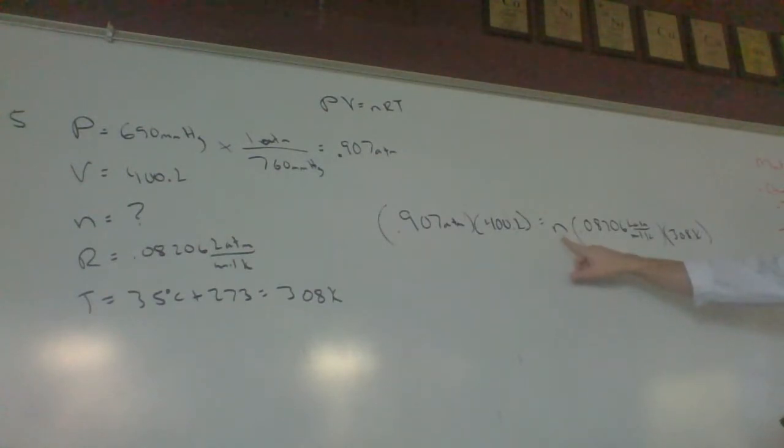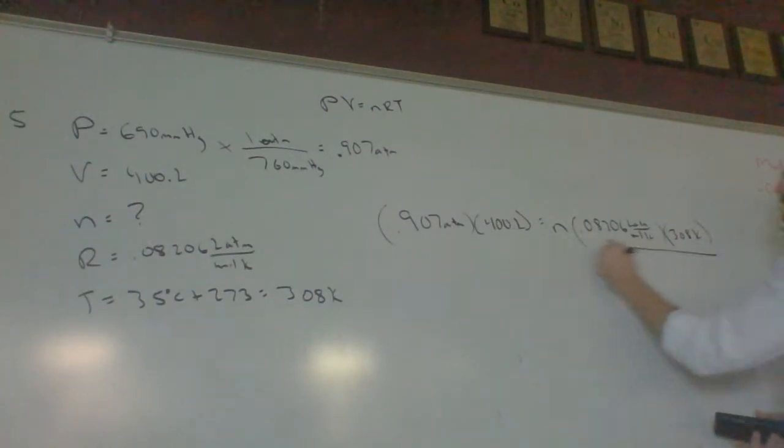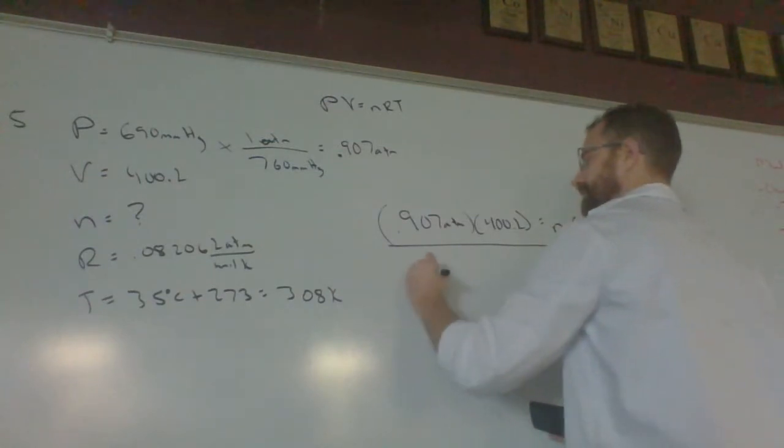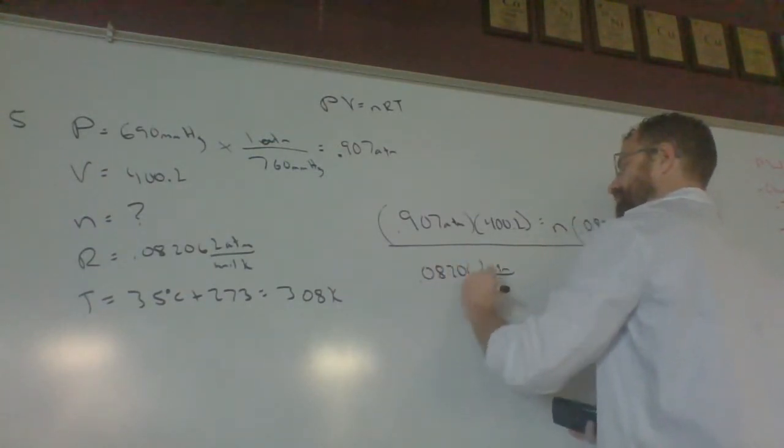So since n is the thing I want, I need to get rid of these things. They're attached by multiplication, so I'm going to divide to get the n by itself. So we divide both sides by 0.08206 liters atmospheres per mole Kelvin.